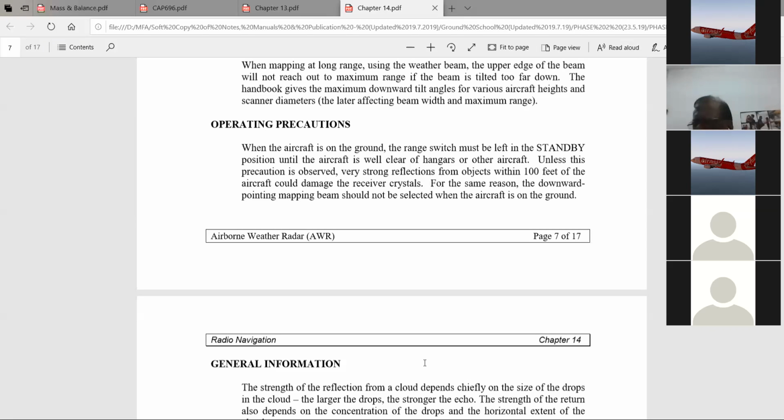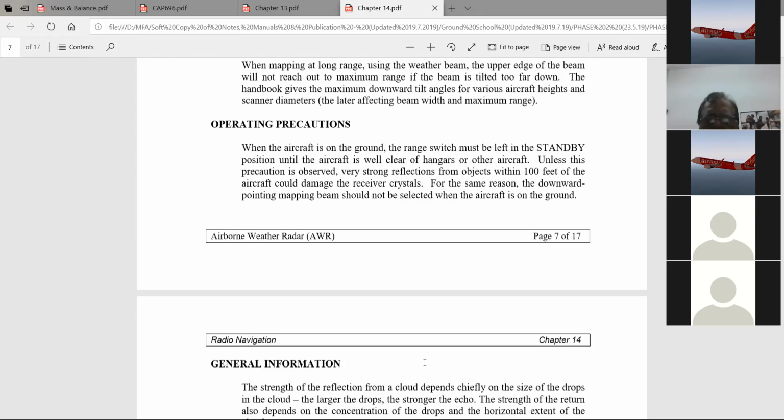Number one, there is a position in the control panel which is called standby. If everything is totally on and you are on the position called standby, you do not radiate any radio energy from the weather radar. Otherwise, the system is on and can be utilized. But once you select the position called standby, everything is on, but no transmission of radio energy will take place.